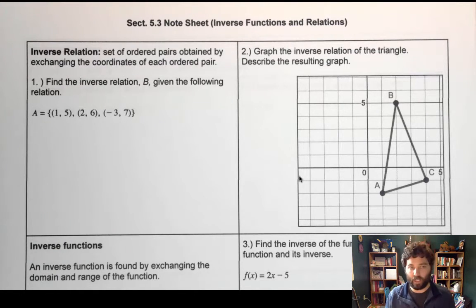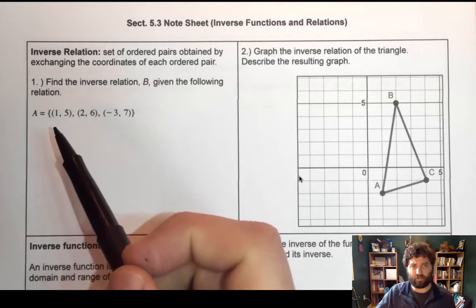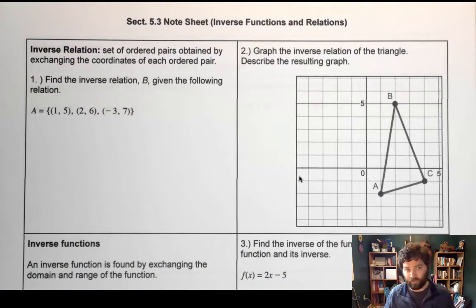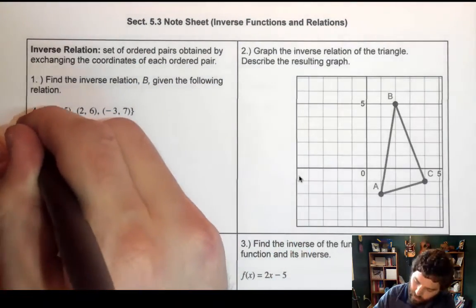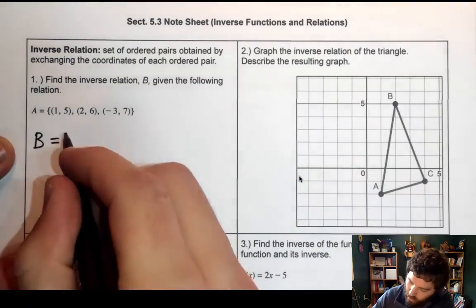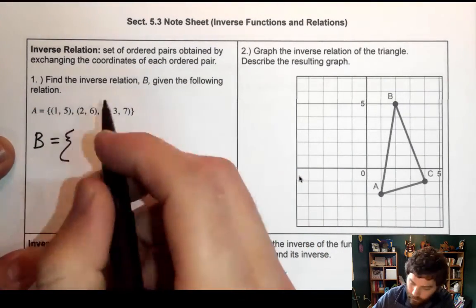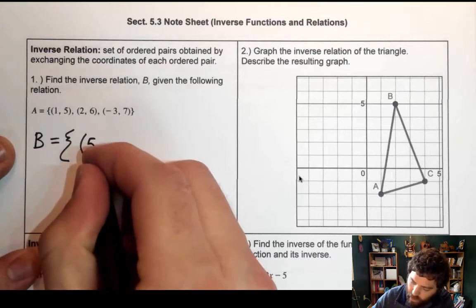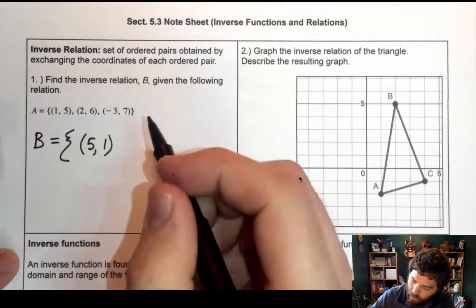Okay, so a relation, remember, is just a group of points. Well, you don't even need to call it a domain, I suppose, but you have independent values and dependent values, x's and y's essentially. And to find the inverse of that relation, you just exchange all of the x's and y's. So to find the inverse relation B here, B would be equal to just taking this relation, and each point you're going to change the order of the coordinates.